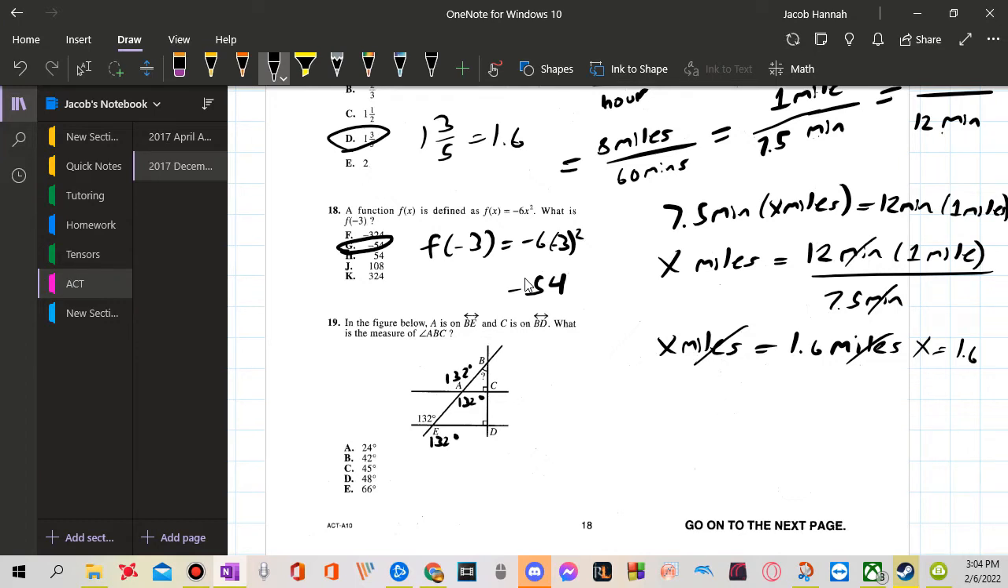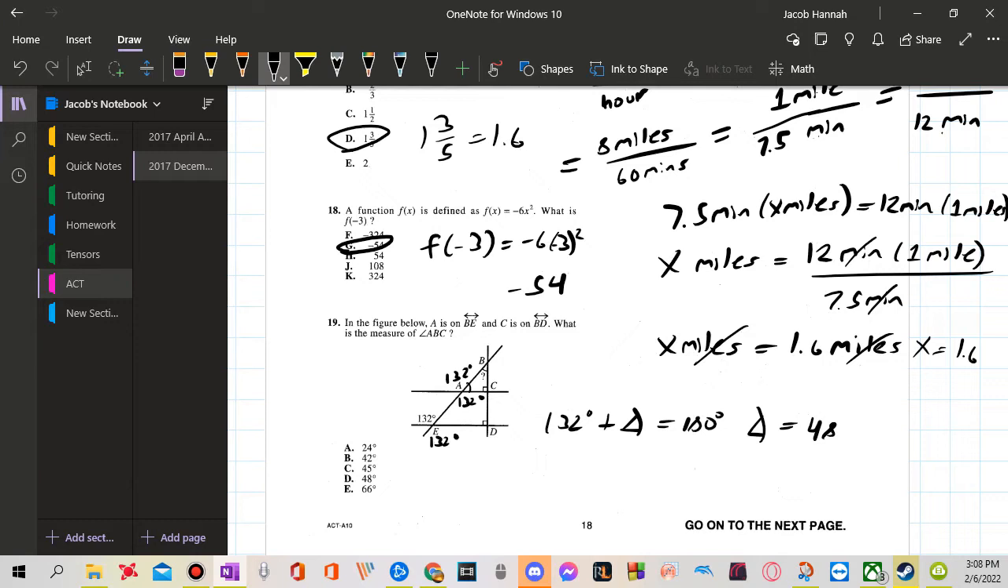Okay, so 132. We know 132, and that intersects that angle, so that would be 132. This is complementary, so that's 132. That intersects, that's 132. And on this line, this angle plus this angle is going to equal 180. So that angle is equal to 48, because 180 minus 132 is equal to this angle.